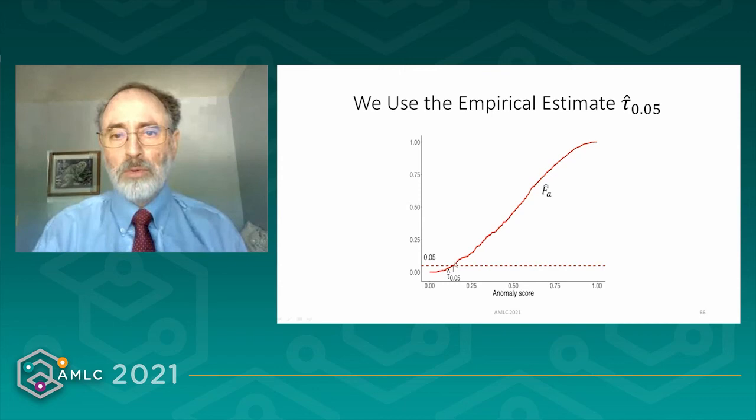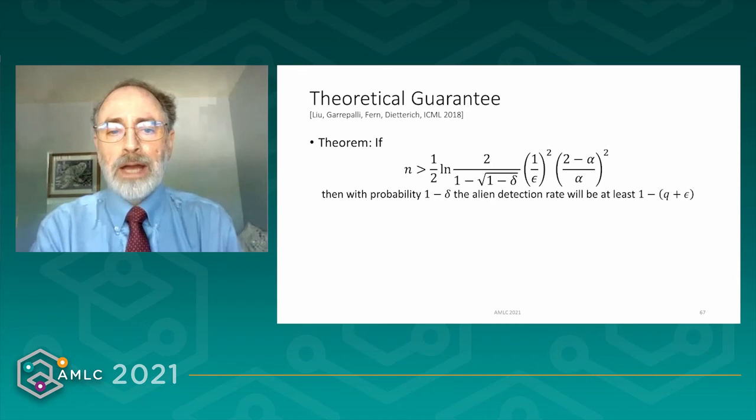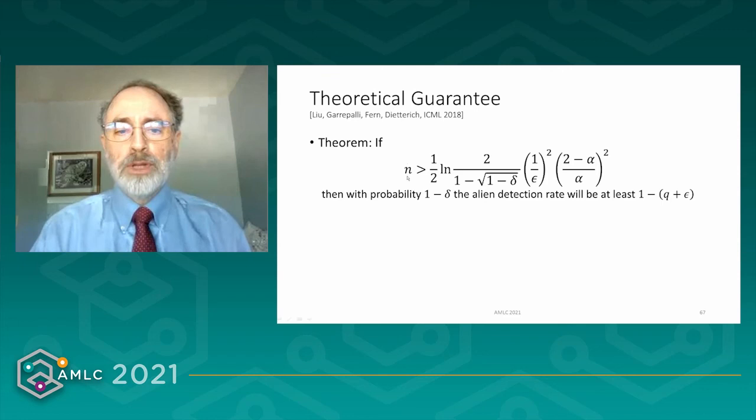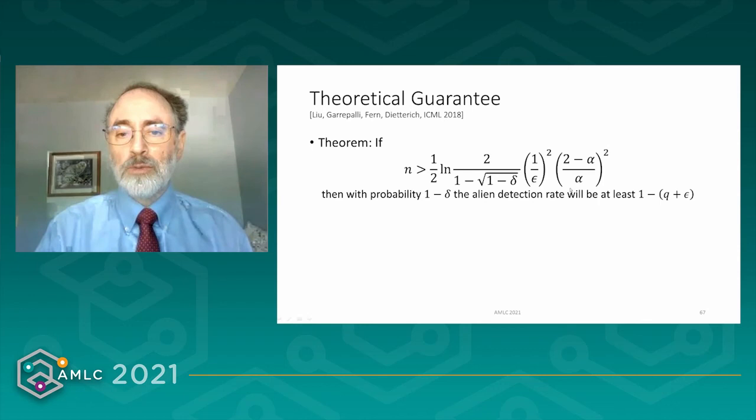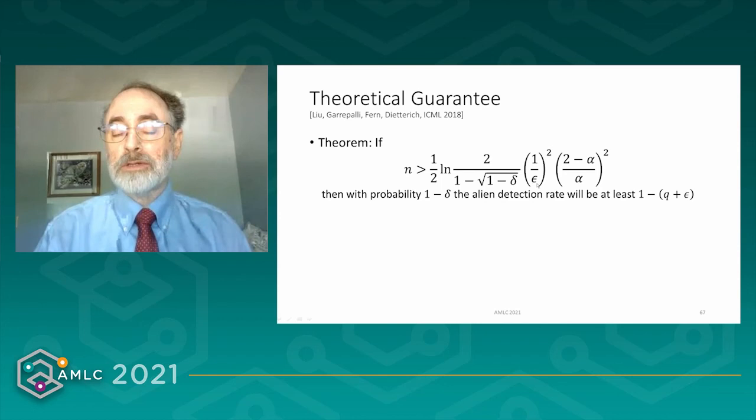And then we can prove a theorem in the PAC style that says if we have this amount of training data, then with probability 1 minus delta, we will have an alien detection rate of at least 1 minus q plus epsilon. So epsilon is our kind of error approximation parameter, and it enters here as a 1 over epsilon squared, which is the typical thing you see in these kind of concentration-bound-based methods. Alpha also appears here basically as 1 over alpha squared.